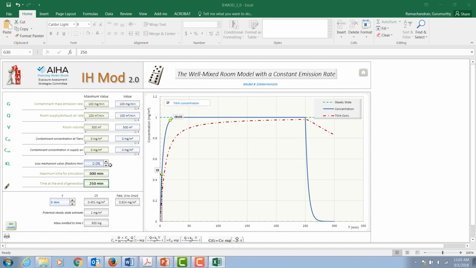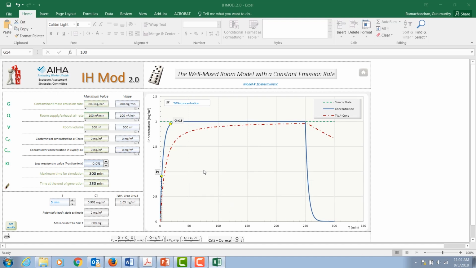We can play around with various other parameters. For example, if the mass emission rate suddenly doubled, we can see now that the steady state concentration has also doubled. Previously it was 1 milligram per cubic meter, now it's 2 milligrams per cubic meter.